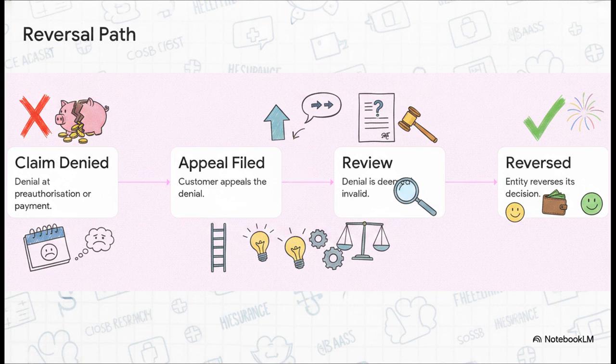The claim is denied. This includes both denials right at the time of payment and pre-authorization denials, like when a service is deemed medically unnecessary before it even happens. Step 2. The customer appeals. And note, the standards specifically state that formal complaints related to the denial of coverage also count as an appeal here. Step 3. The entity reviews it and deems the denial invalid. And finally, Step 4. The decision is officially reversed.